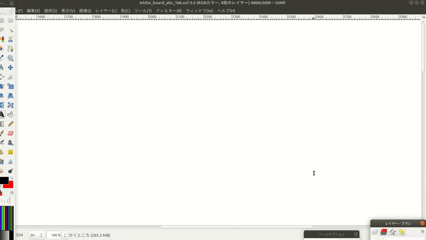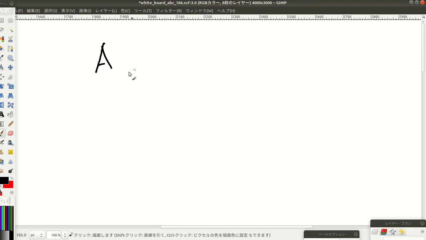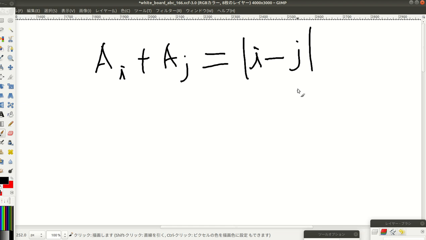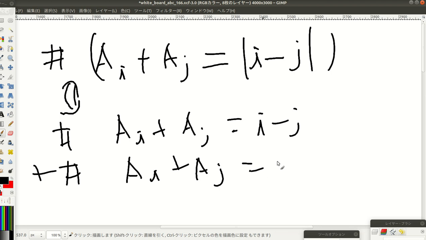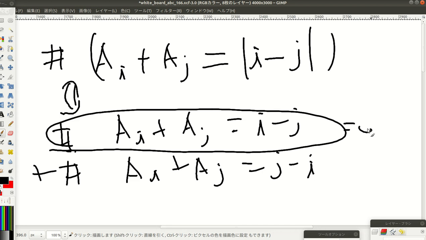Okay, so the condition is A_i plus A_j must equal i minus j. So that means you have to count this kind of pair: count pairs where A_i plus A_j equals i minus j, and A_i plus A_j equals j minus i. Of course, if i minus j is negative, the number of these is 0, and vice versa.